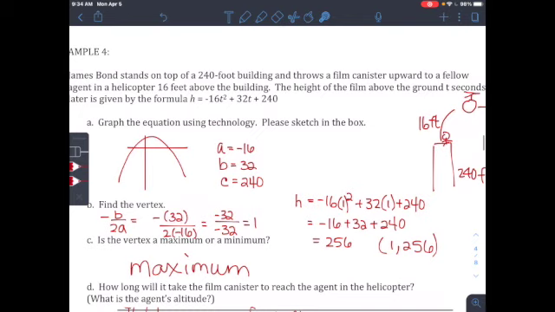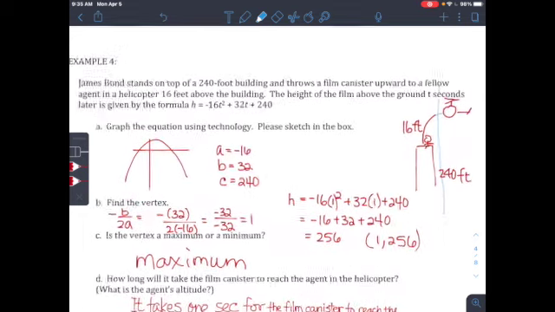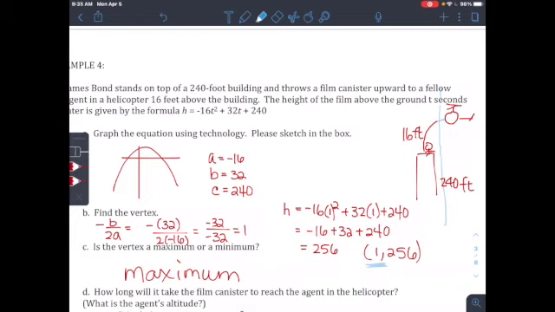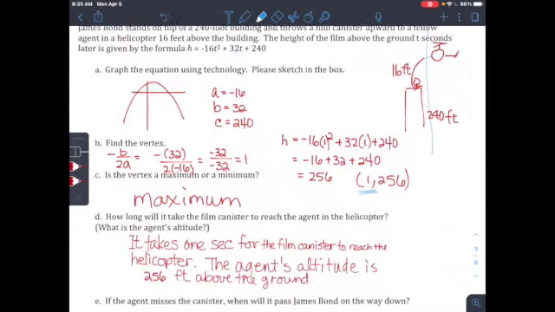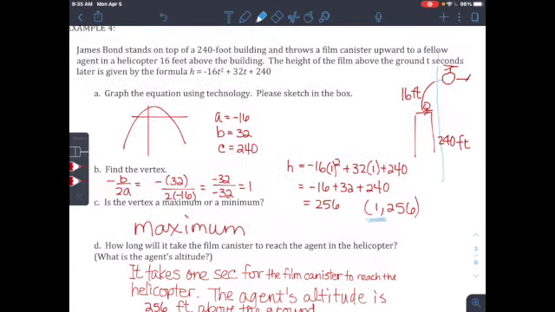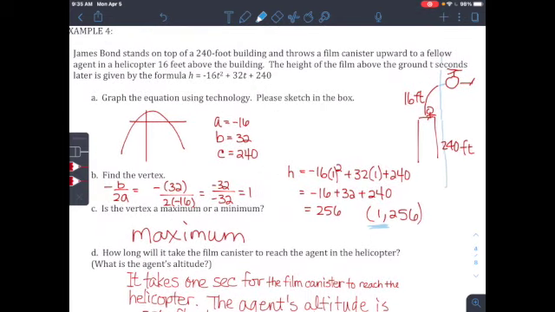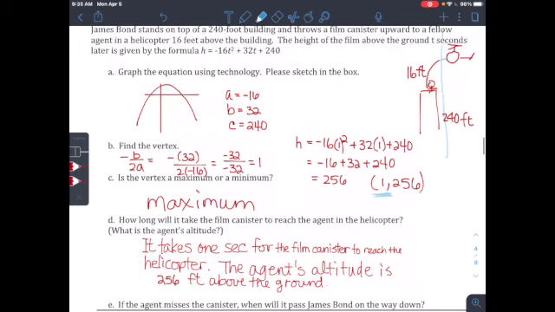Then when they ask how long will it take the film canister to reach the agent in the helicopter? Because of the symmetry line coming through top and bottom, if you can see the blue line, that's going to be the highest point. And since that's the highest point, that's going to be 1 second, right here at the vertex. If you check, you can see that is 240 plus another 16, which is the highest point, 256. So it takes 1 second, because that's the highest point.